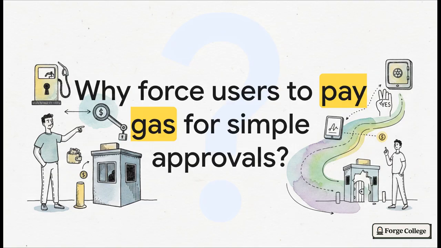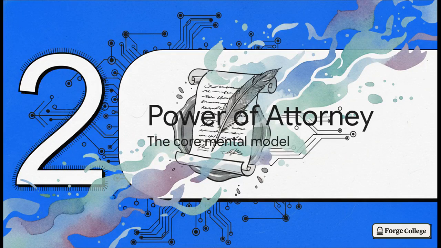Honestly, it's literally like walking up to a toll booth and having to pay a fee just for the privilege of handing the operator your own wallet. It is a total UX nightmare. Permit-based flows completely fix this by decoupling your intent from the actual transaction submission. Basically, you say yes off-chain, and someone else pays the toll. All right, moving to Section 2, the power of attorney, the core mental model.